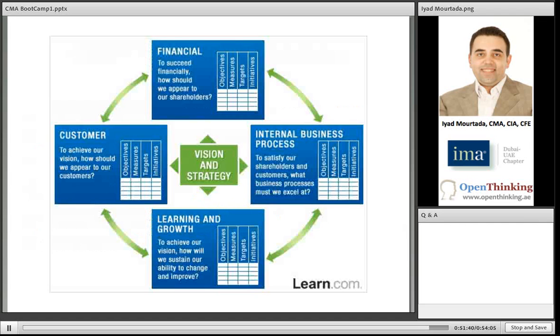Finally, when we are looking at scorecard, it's really important that you understand that we have financial scorecard, customer scorecard, learning and growth, and internal process. All of them will help us understand how we are achieving the vision and what strategy we need to work on to do that.